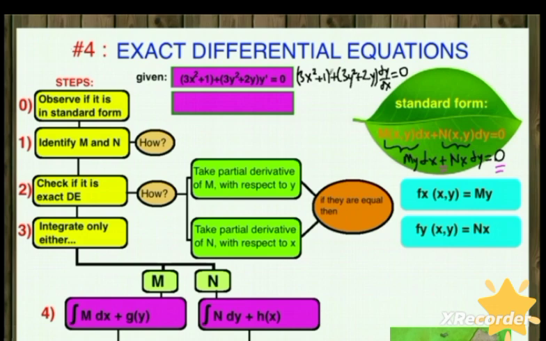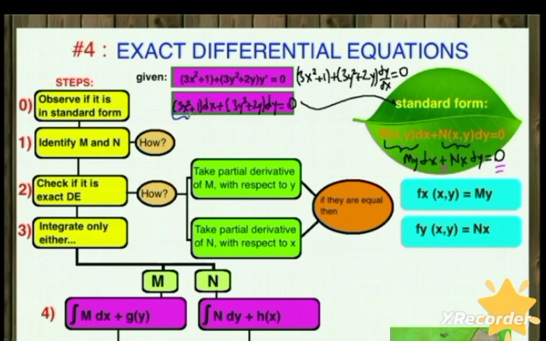Now we're going to multiply the whole thing by dx. So what we're going to get is (3x squared plus 1) dx plus (3y squared plus 2y). dx cancels dx here, and we leave dy here, equals 0. Now this is in standard form. We have some function dx plus some function dy equals 0. It's exactly as desired.